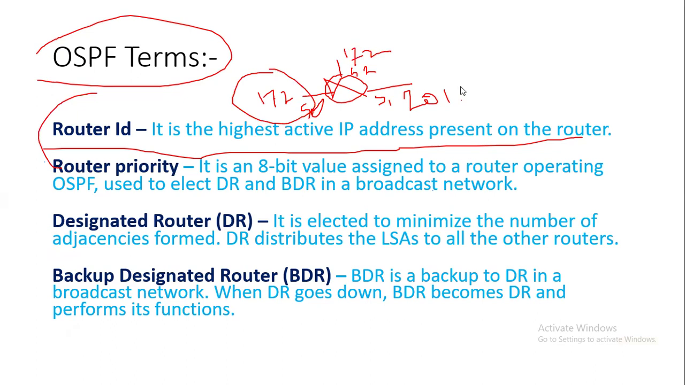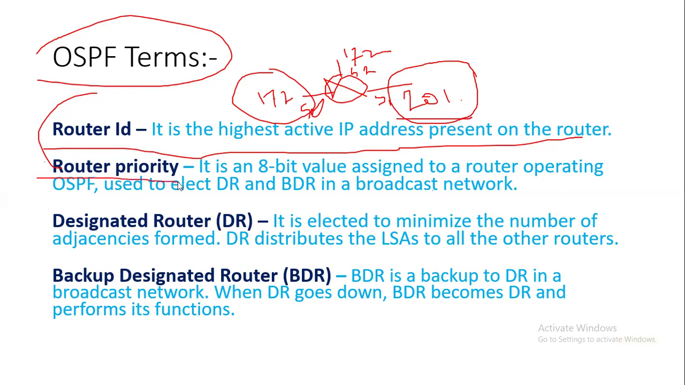But if you are not configuring it manually, then what will happen? It will take the highest one. Here, what is the highest one? I can see the 201 range, that is 20.1.1.1. I can see it is the highest, so this interface will act as the router ID. If you have not configured it manually, the highest IP you have will be considered as the router ID. So that is the concept of the router ID.